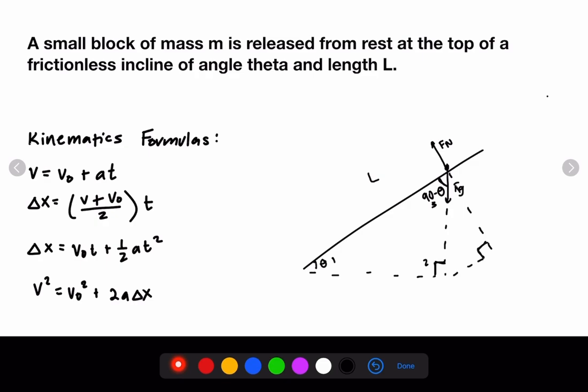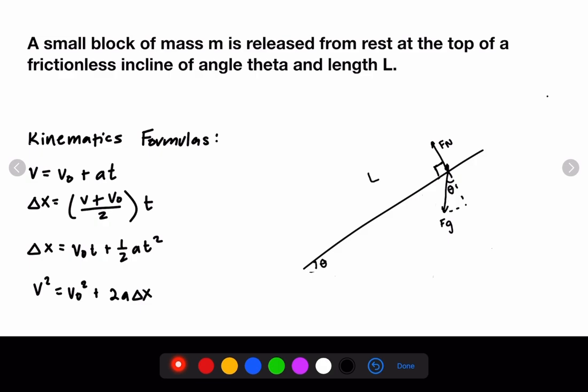Another right triangle. However, we know that these two angles are 90 degrees. So 90 minus theta plus this angle in red right here have to equal 90. So the red angle is going to be theta itself. I'm going to redraw this with this new information so we can figure out how to split our force of gravity into each of its components.